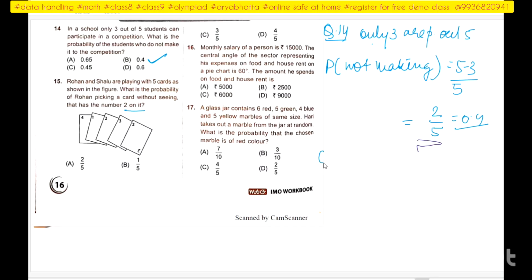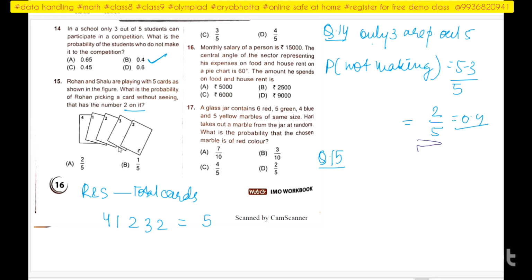So for question number 15, in this question they are saying that Rohan and Shalu are both playing with cards, and they have 5 cards. What are the 5 cards? 4, 1, 2, 3, 2. These are the cards. So total number of outcomes will be how much? 5, right? And they say Rohan picks a card without seeing, meaning Rohan is picking at random only.